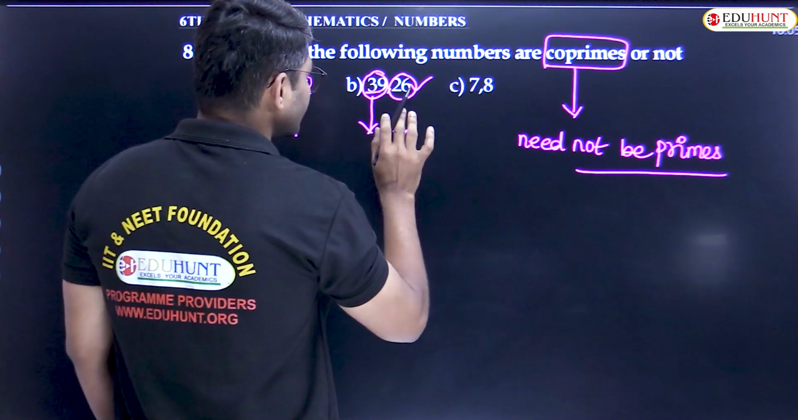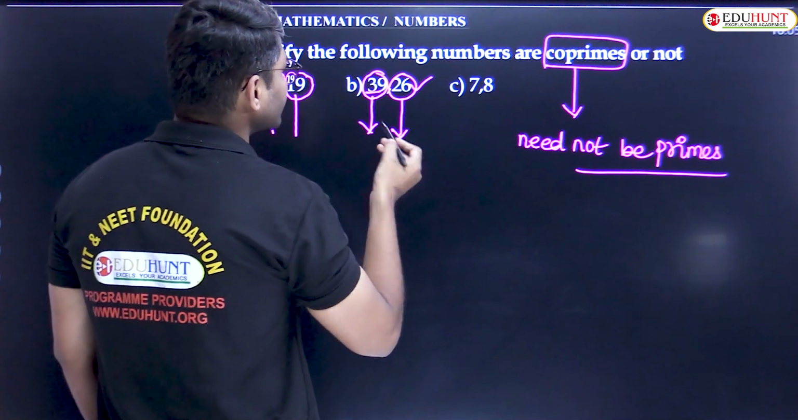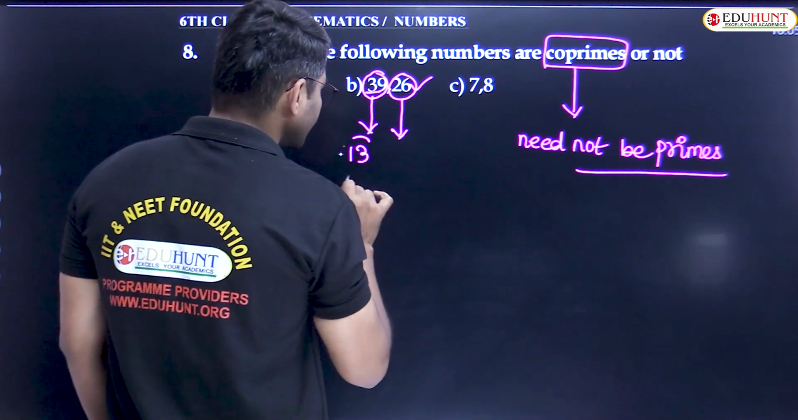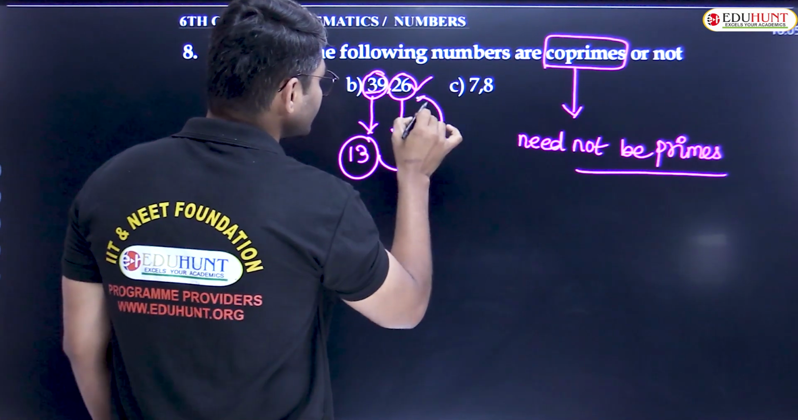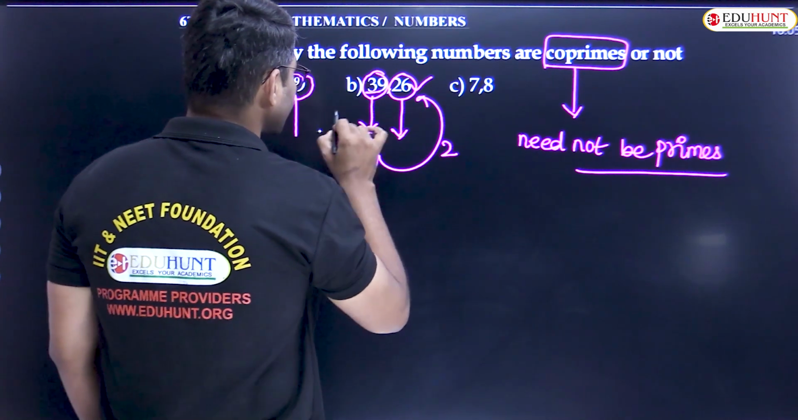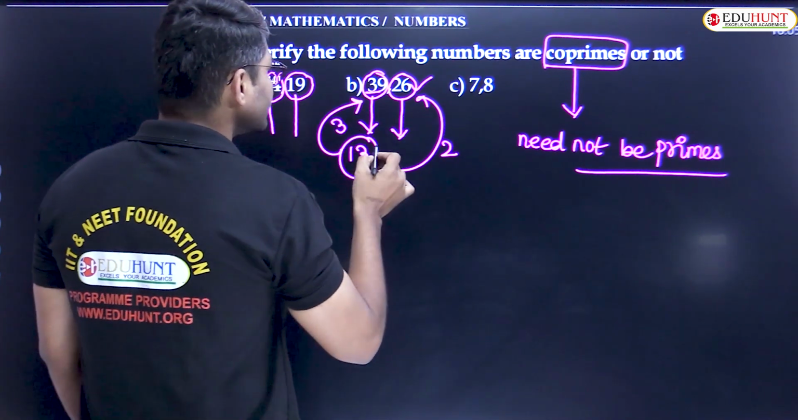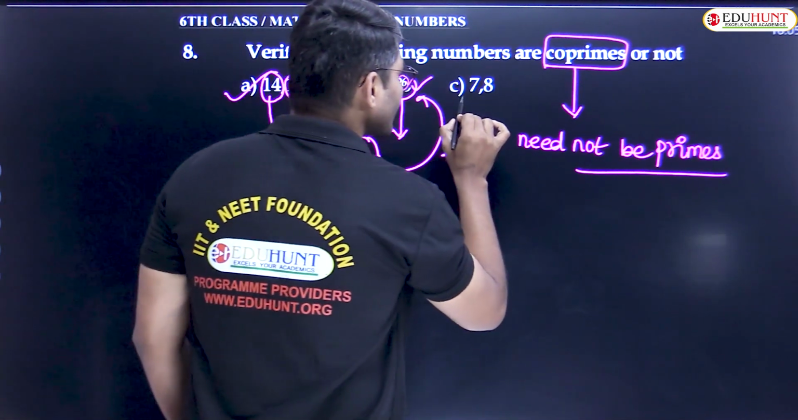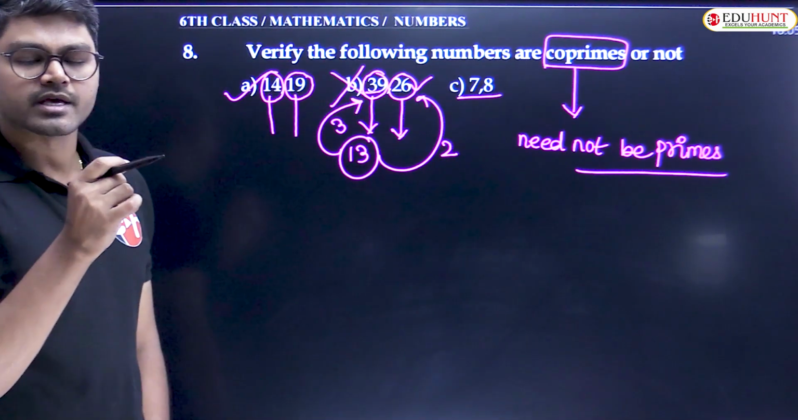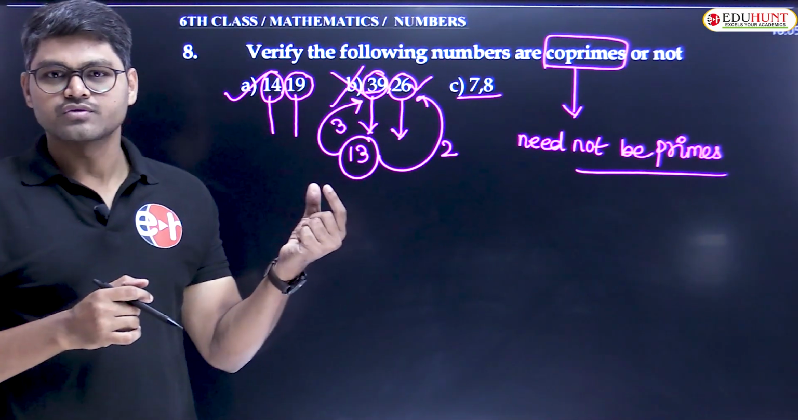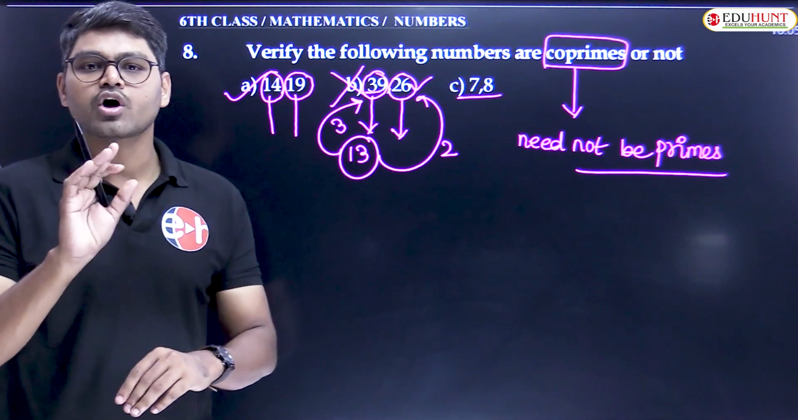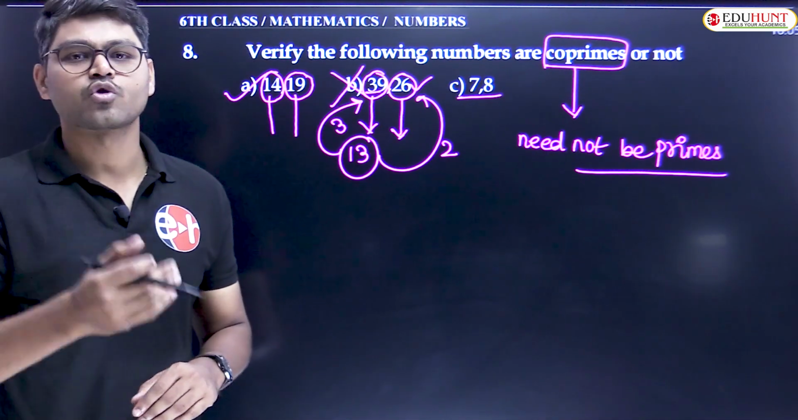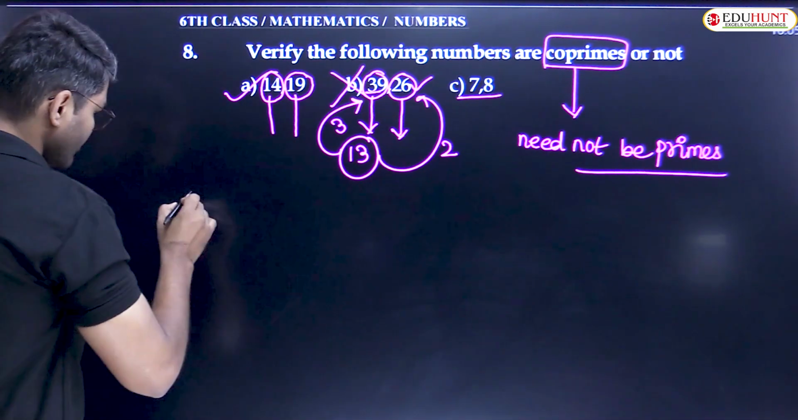If I take another one, that is the 13 table. In the 13 table, 13 2s 26, 13 3s 39. Therefore, these are not co-prime numbers. Okay. And one more point we have to remember here. Any two consecutive numbers are always co-prime numbers. Let's take 5 and 6.